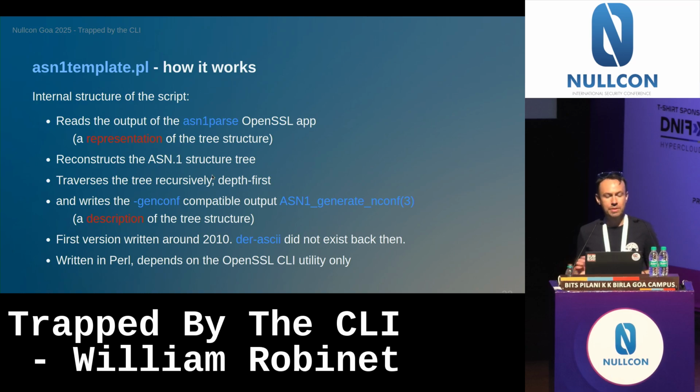So basically, how it works. Simply grab the output of asn1parse, the one we saw just before, and create an internal structure that I traverse recursively, just in order to output something in the format that is expected by the genconf option of asn1parse. I wrote this tool in 2010, and back then there was no tool such as DER-ASCII.